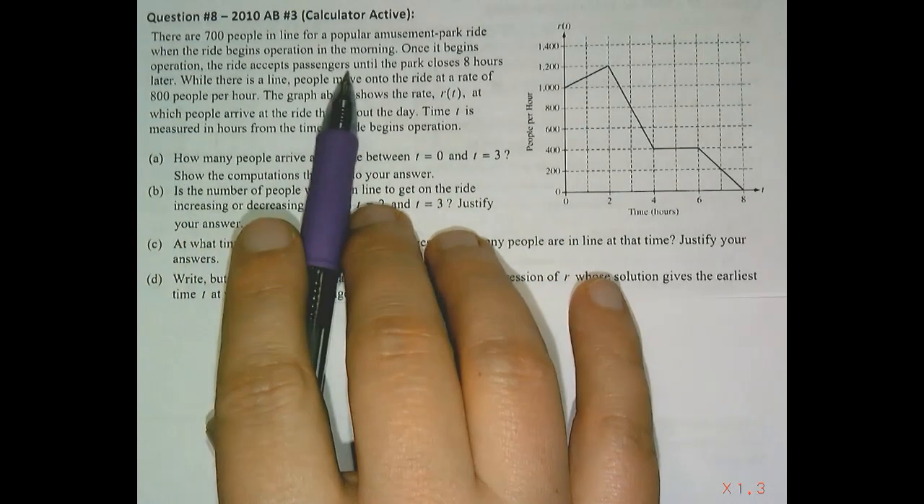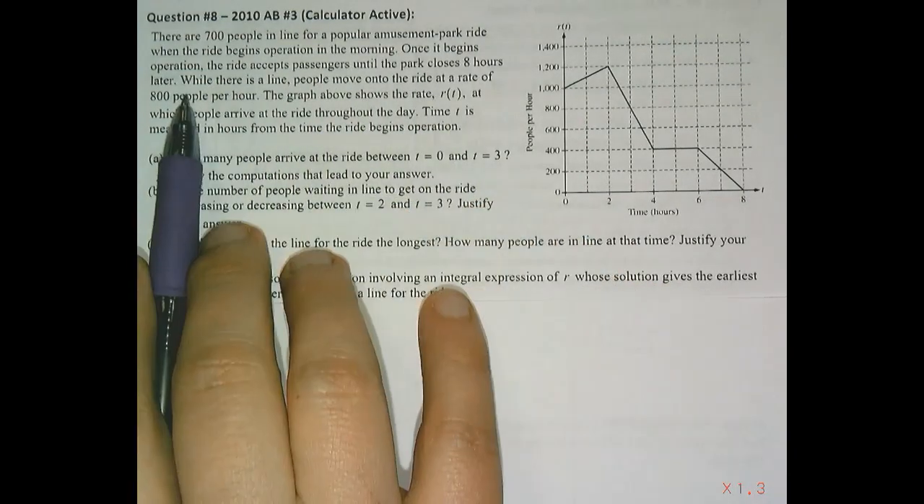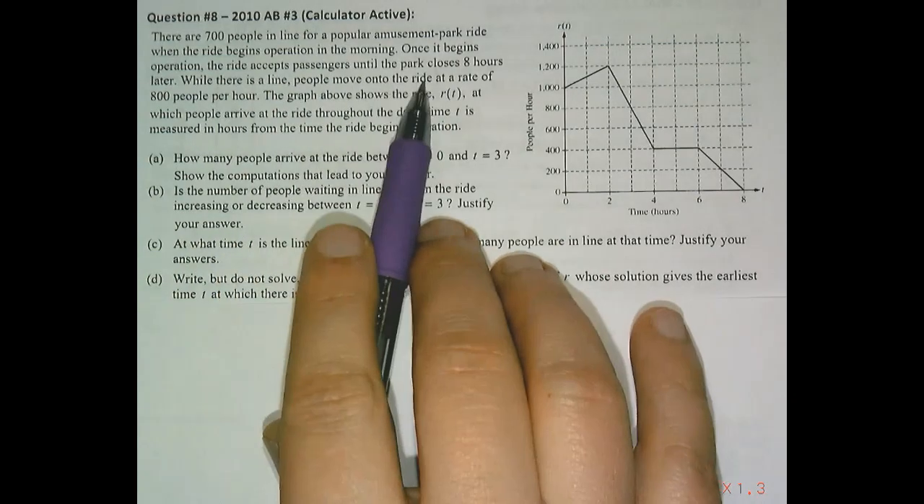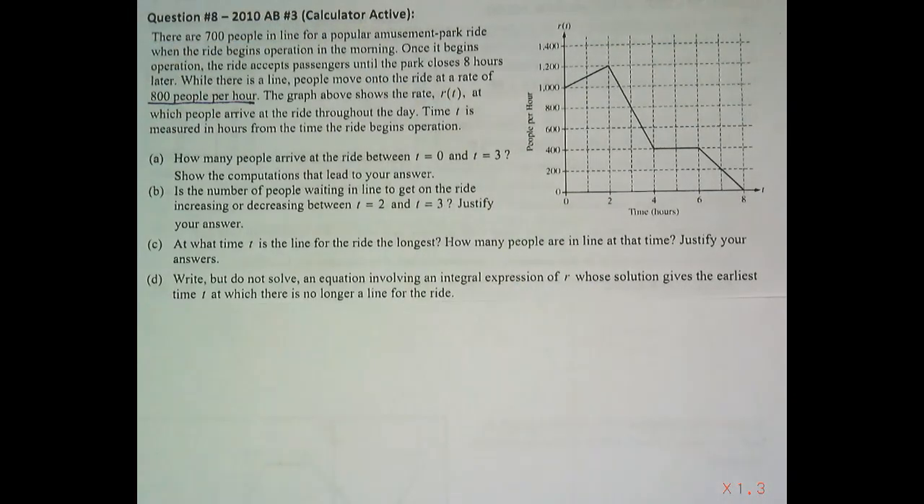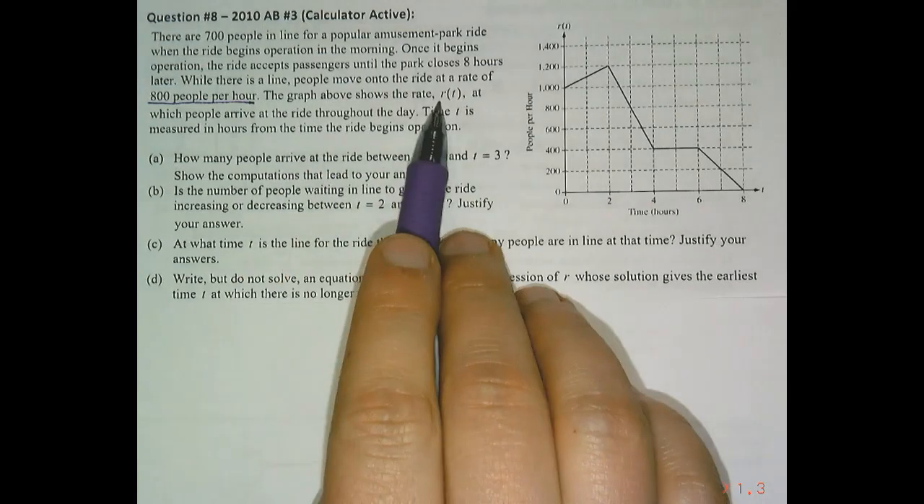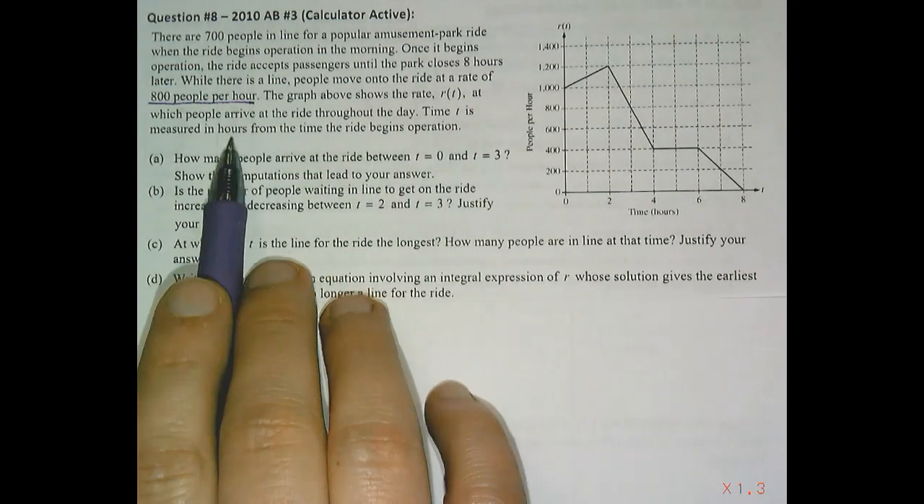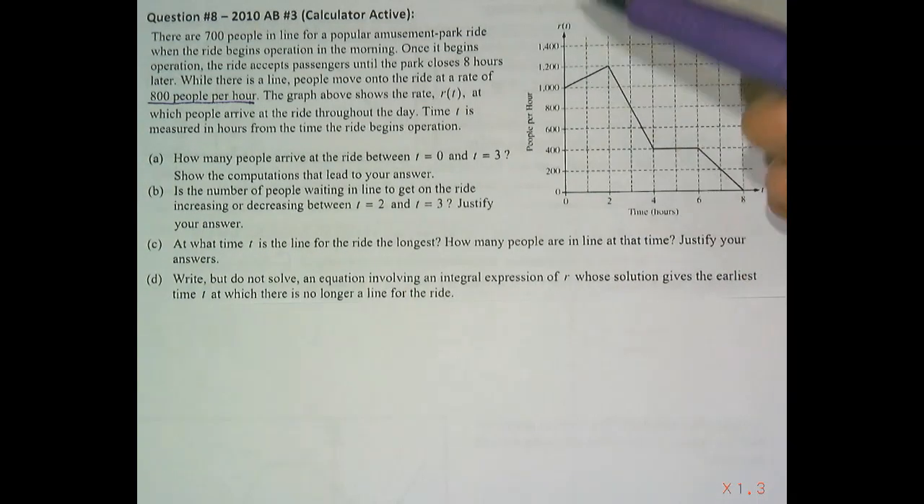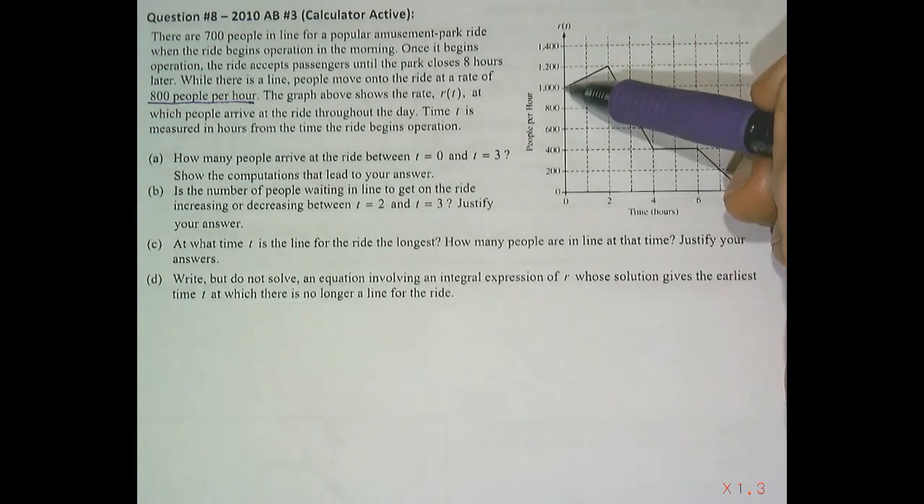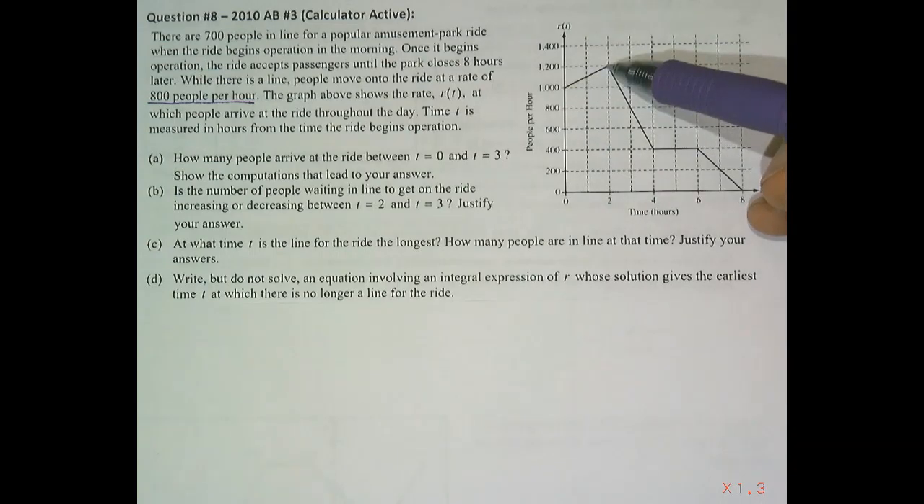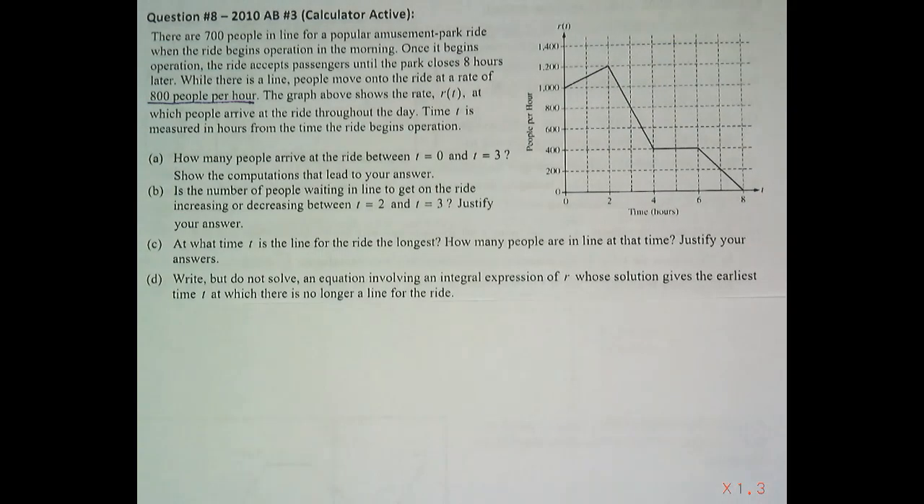The ride accepts passengers until the park closes 8 hours later. While there is a line, people move on the ride at a rate of 800 people per hour. That's a useful rate. The graph shows the rate at which people arrive at the ride throughout the day. Time t is measured in hours. So starting off, we have 1,000 people per hour joining the line. 2 hours later, it climbs up to 1,200 people per hour.